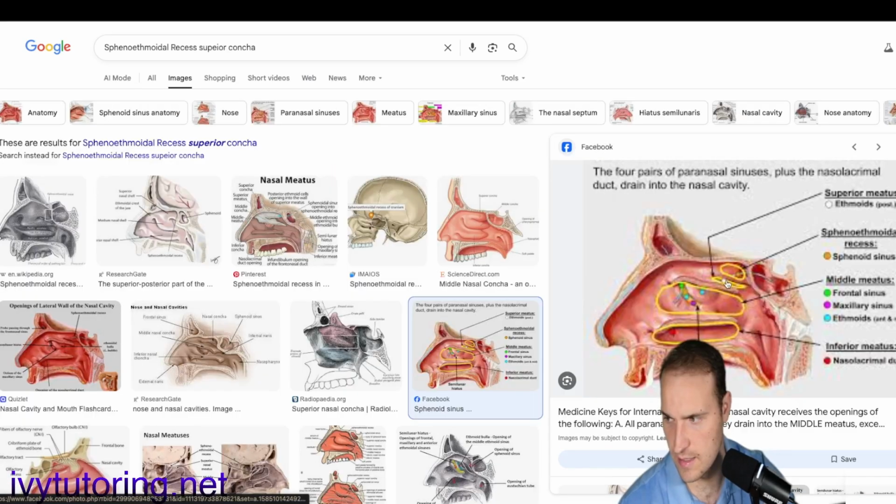Sphenoethmoidal recess. There it is again, superior meatus, and then superior to that, the sphenoethmoidal recess. Whereas the frontal, maxillary, and ethmoids, these guys are middle, and inferior is nasolacrimal.